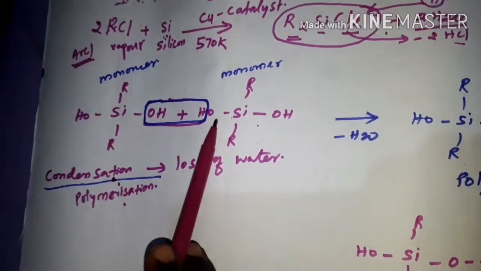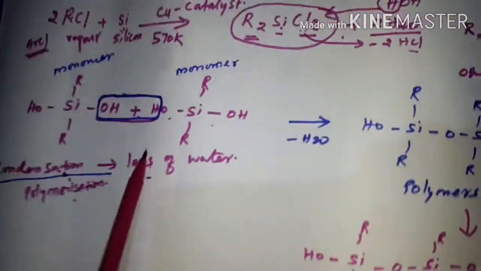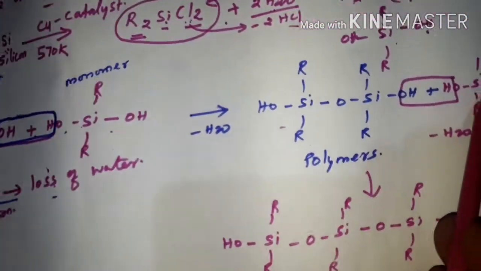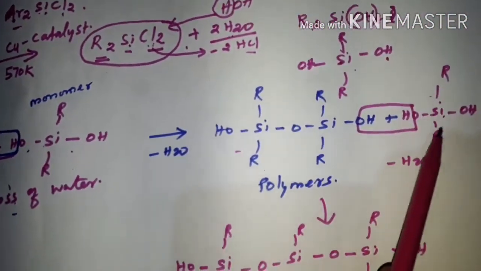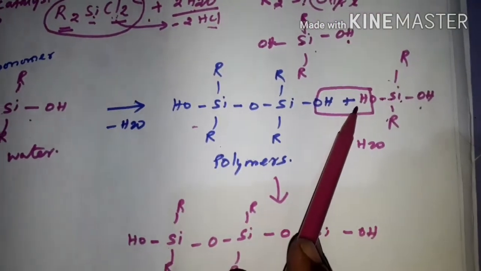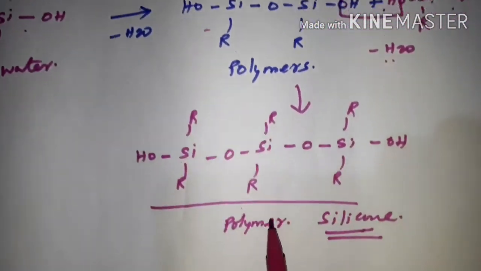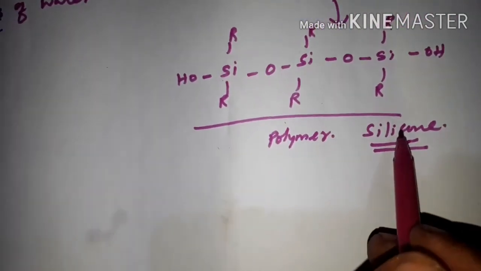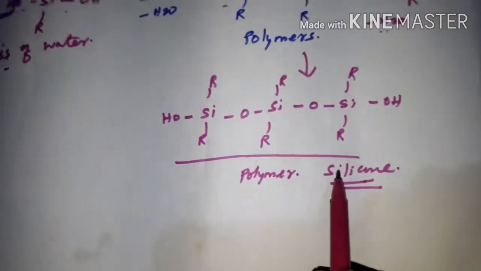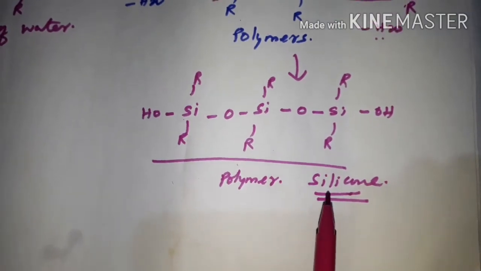See here, 2 monomers are combining, 1 mole of water is lost. Then again 1 monomer, R2Si(OH)2, is added here. So again a water molecule is lost here. We are getting a big polymer, that is silicone. So that's all about the preparation of silicones.